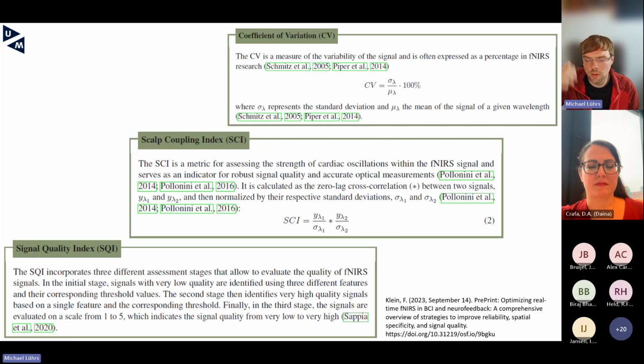and we can look at it in the data later on to see how these different types of measures will give you different results and different thresholds of rejecting or including channels. And there is also the signal quality index, which gives you basically a rating from 1 to 5, indicating a very low and a very high signal quality, which is run in different stages where the data quality is assessed. For today, we will stick to the CV and SCI, and we will just look at how the data is spread.